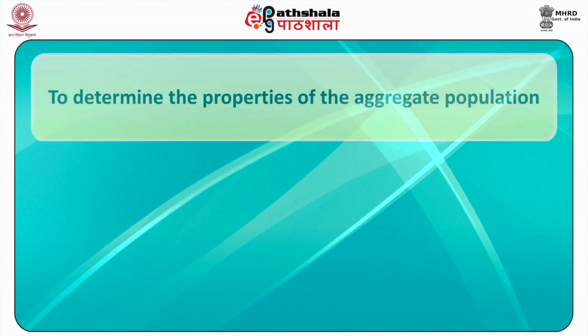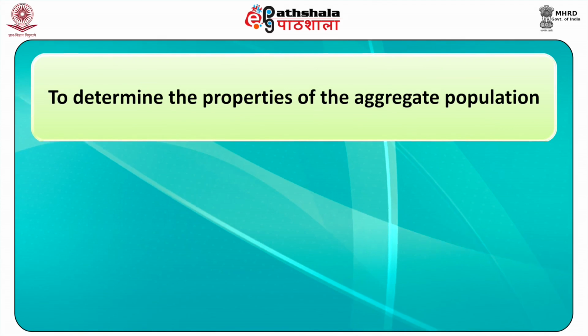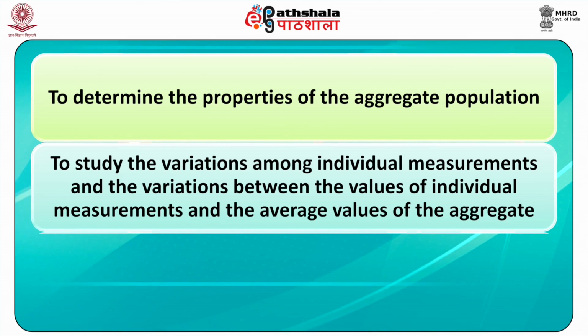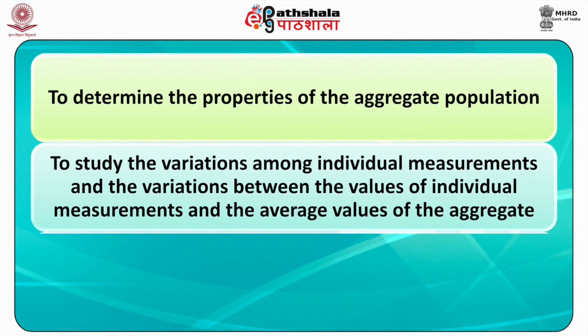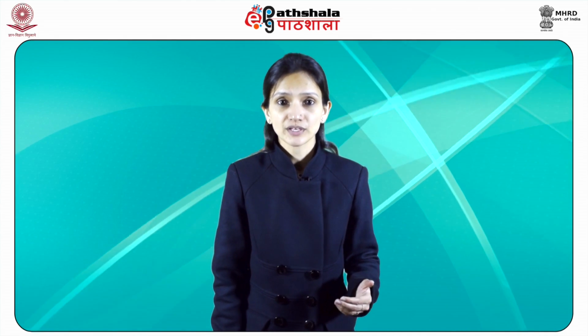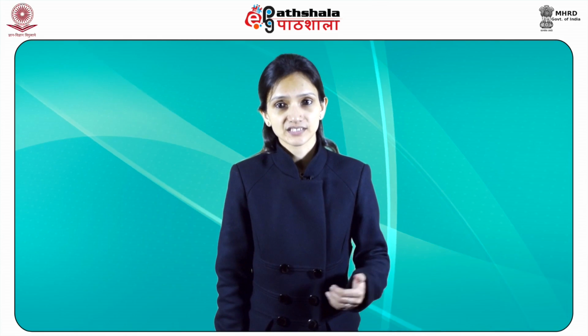The three major functions of statistics are, first, to determine the properties of the aggregate population. Second, to study the variations among the individual measurements and the variations between the values of individual measurements and the average values of the aggregate. And third, to reduce a large amount of data to a more easily comprehensible form. Other statistical methods that are routinely used in analysis are the Q-test, T-test, etc., in addition to individual tests for significance of results, control charts, confidence limits, etc.